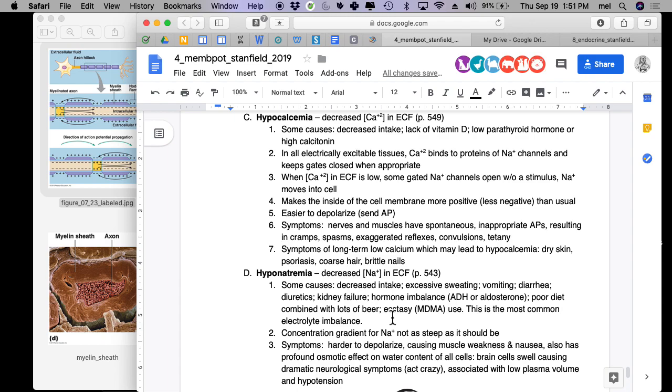Okay, so you ready for the next one? This one is hypocalcemia. Hypocalcemia is what level of what where? What do you think? Low calcium in the ECF.